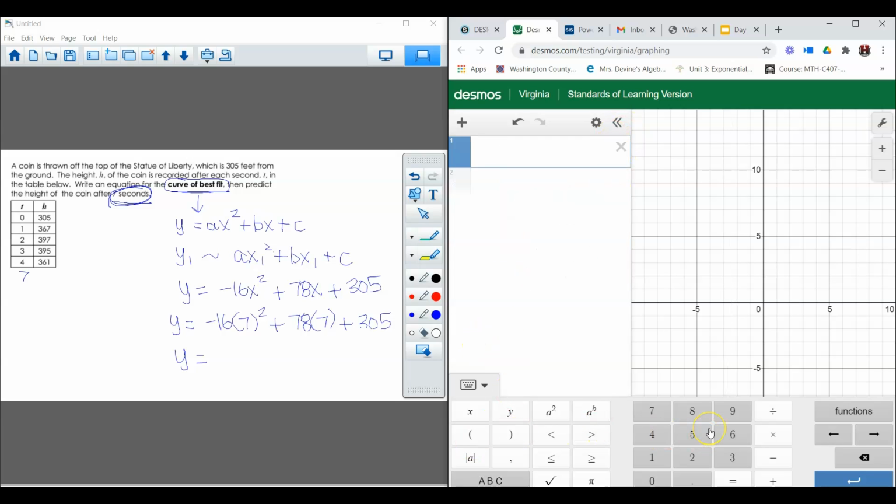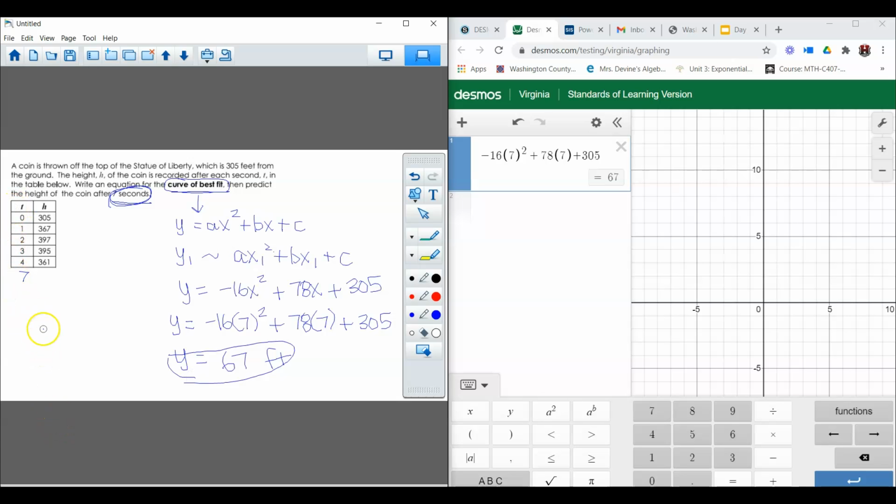So we're going to do negative 16 times 7 squared, so I'm going to hit my a squared button, plus 78 times 7 plus 305. My answer is 67, which means that after 7 seconds have passed, my coin is going to be 67 feet away from hitting the ground.